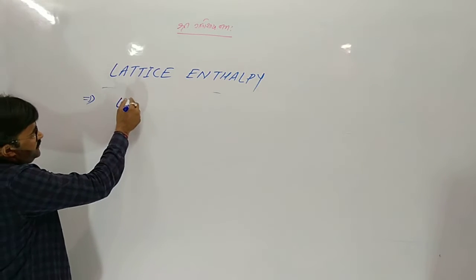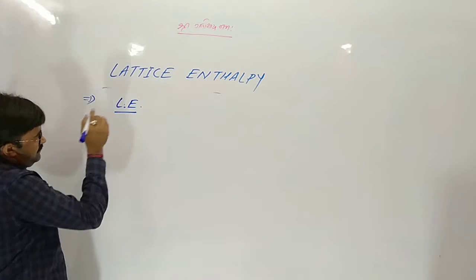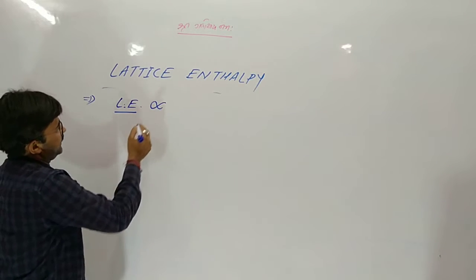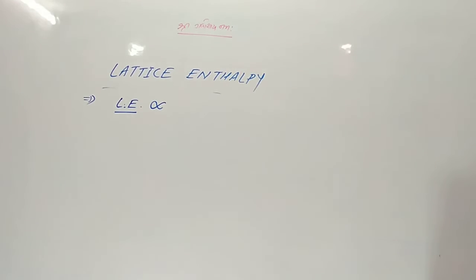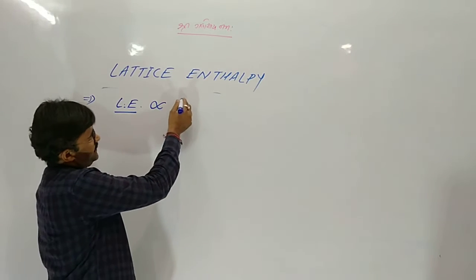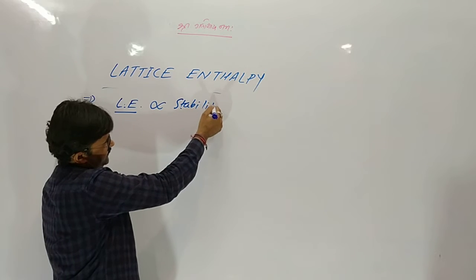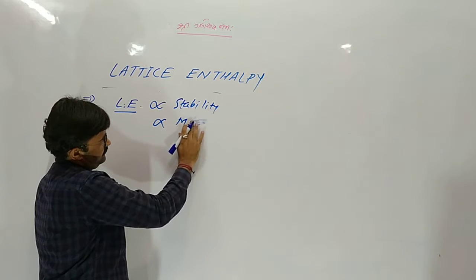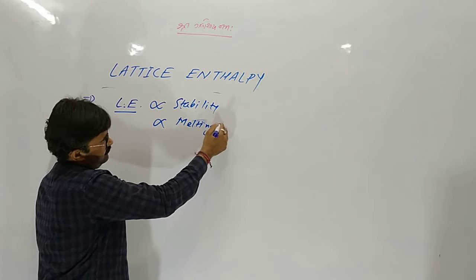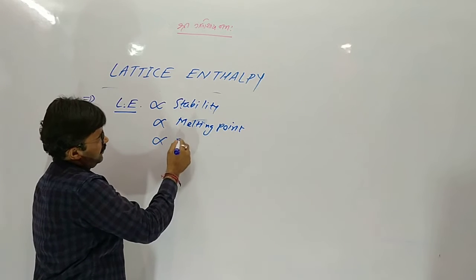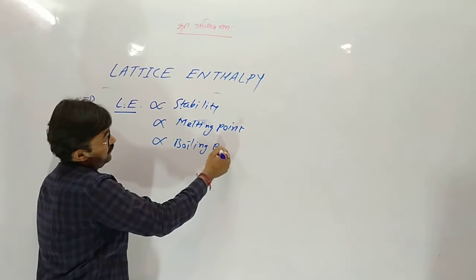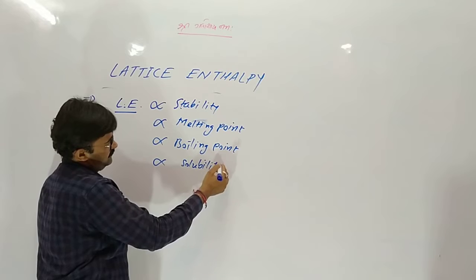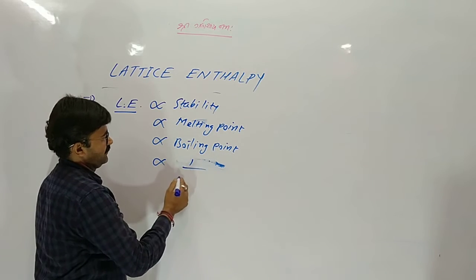Listen, another point. Lattice energy, in short I will write LE, is directly proportional to stability. Whenever lattice energy is high, stability is high. Lattice energy is also directly proportional to the melting point and boiling point of the substance, but solubility is inversely proportional.